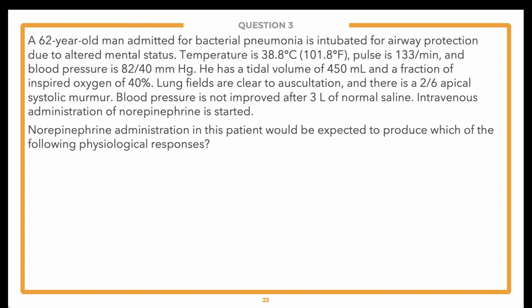A 62-year-old man admitted for bacterial pneumonia is intubated for airway protection due to altered mental status. Temperature is 38.8, pulse is 133, and blood pressure is 82/40. He has a tidal volume of 450 milliliters and a fraction of inspired oxygen of 40%. Lung fields are clear to auscultation, and there is a 2/6 apical systolic murmur. Blood pressure is not improved after 3 liters of normal saline. Intravenous administration of norepinephrine is started.